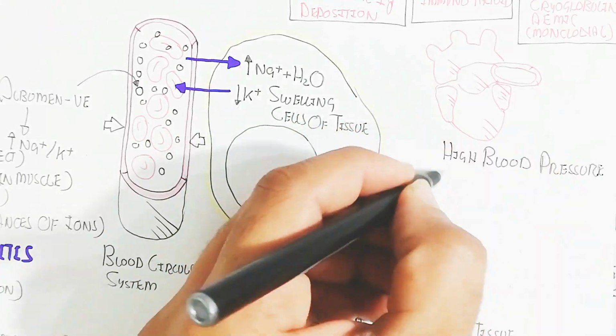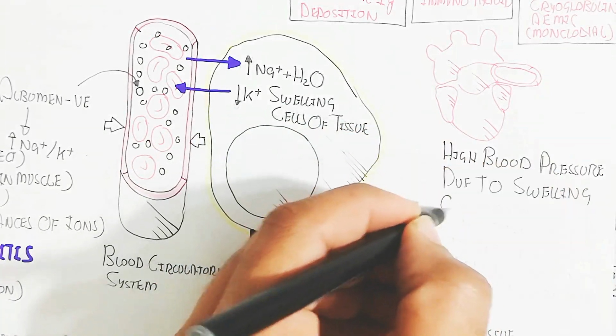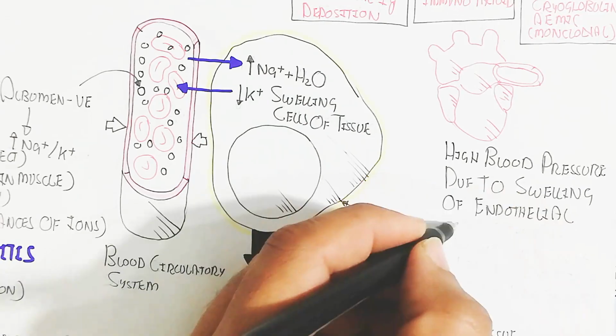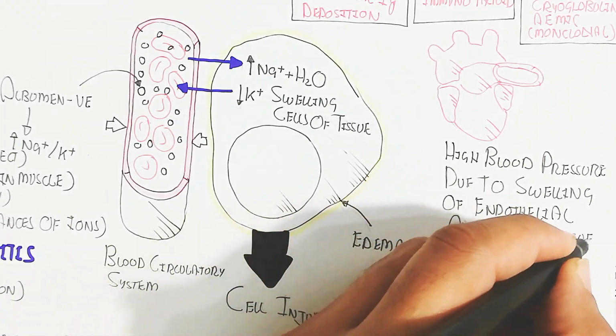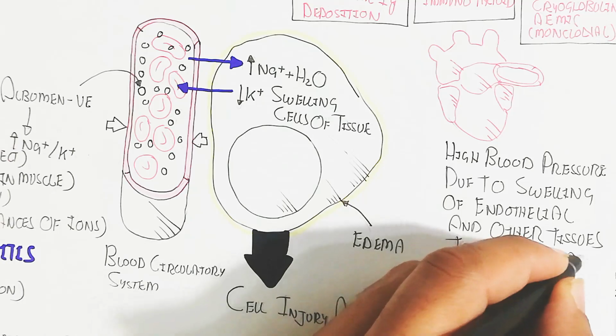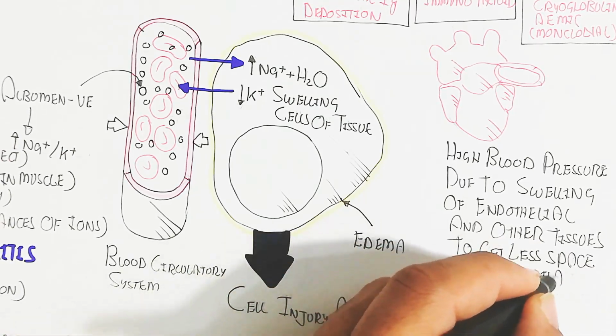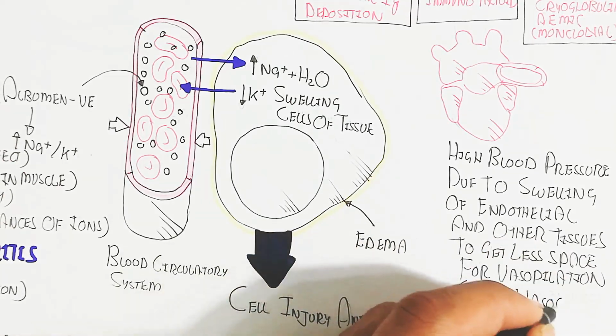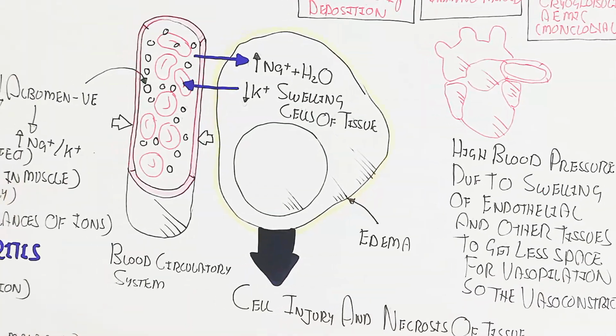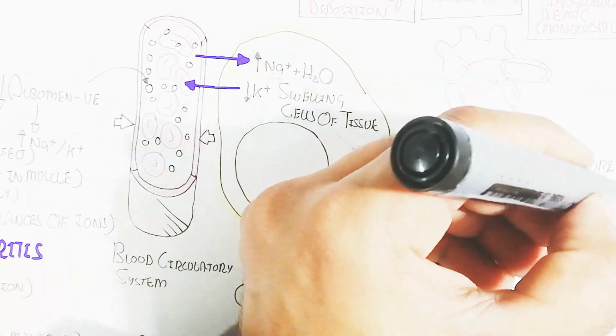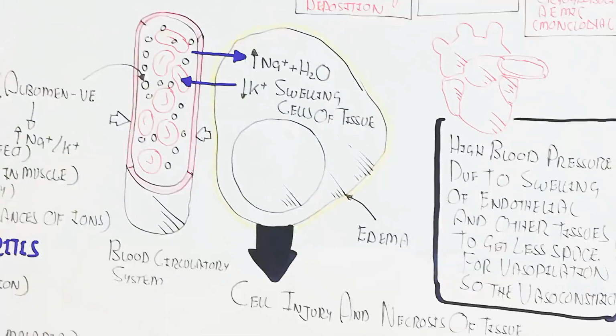This will lead to high blood pressure due to swelling of the endothelium and other tissue, leaving less space for vasodilation. So vasoconstriction will occur, leading to high blood pressure, and the heart rate will increase, and the cardiac output will decrease while the input will increase. This will also lead to hypoxia.